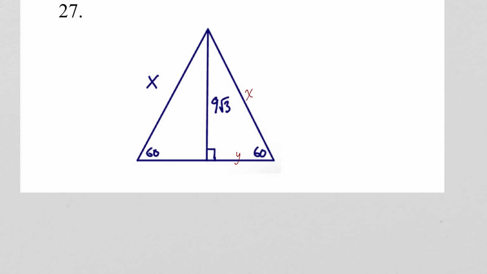Okay. Now, in an isosceles triangle, we have a 30, 60, 90. Well, this is a 30, 60, 90 triangle. So this times this times root 3 is this. So y must be equal to 9.